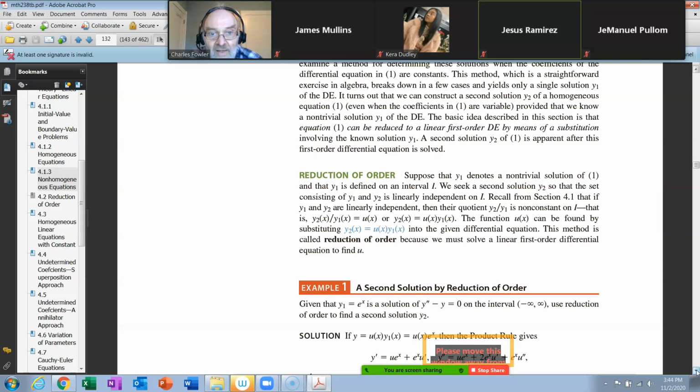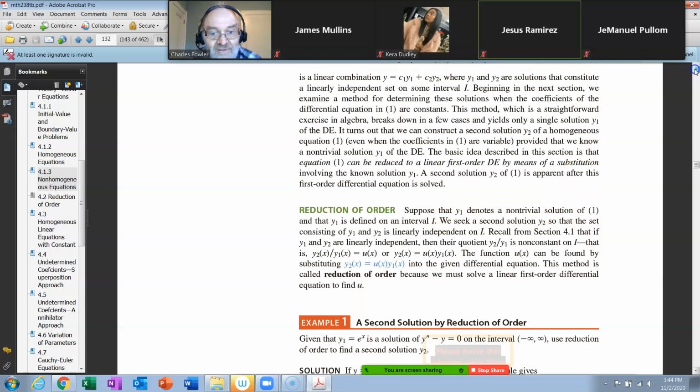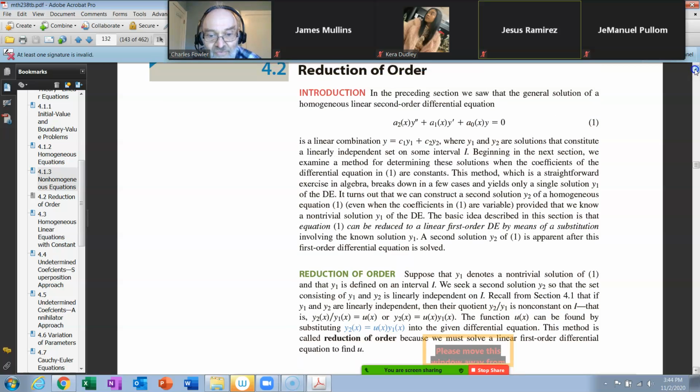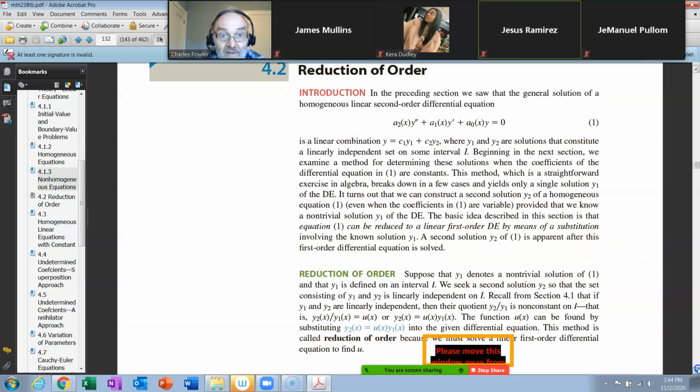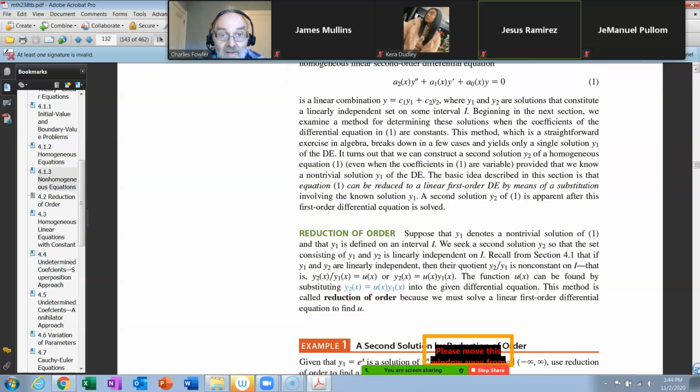Now, suppose that y1 denotes a non-trivial solution of that original differential equation. Let's see if we can get it all to show on the same screen. I'm not sure we can. Yeah, of that differential equation. Suppose that y1 does denote a non-trivial solution for that. We seek a second solution, y2, so that the set consisting of y1 and y2 is linearly independent on that same interval I.